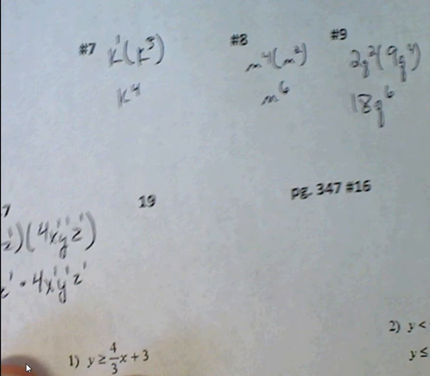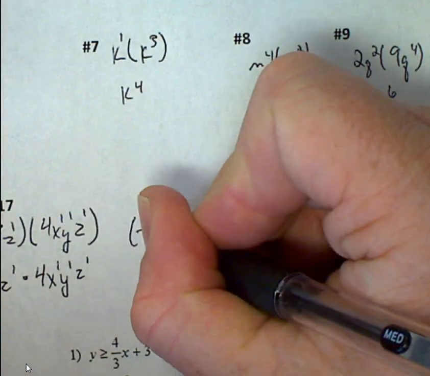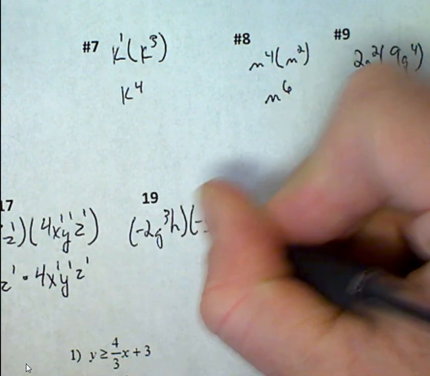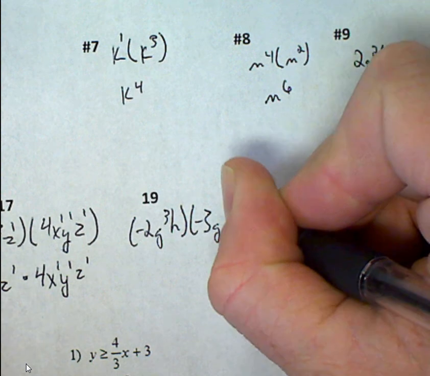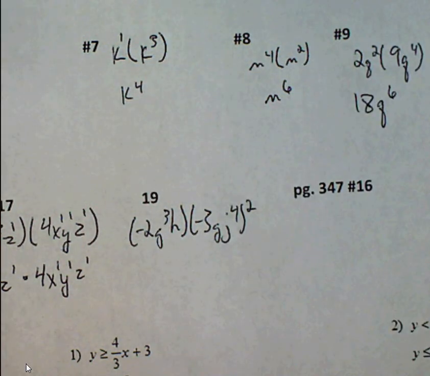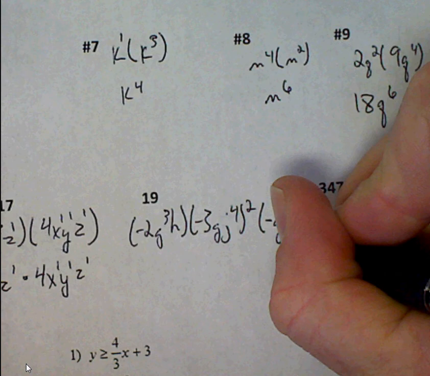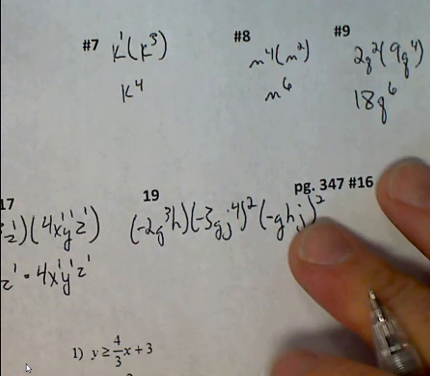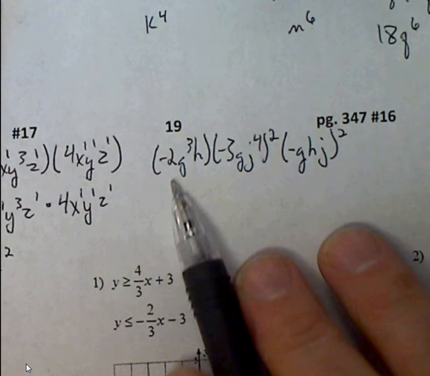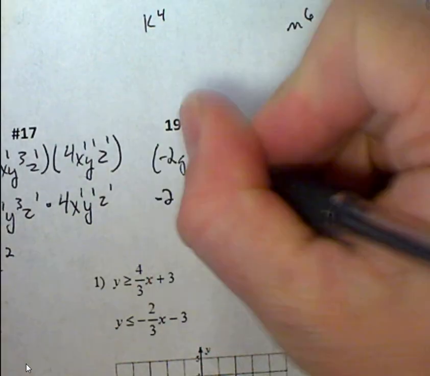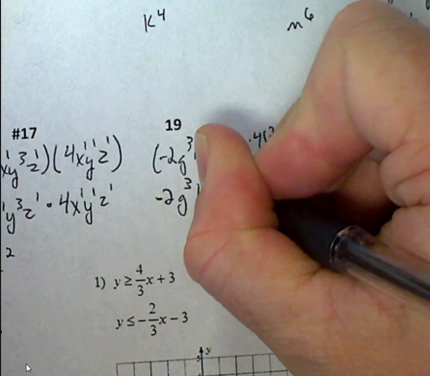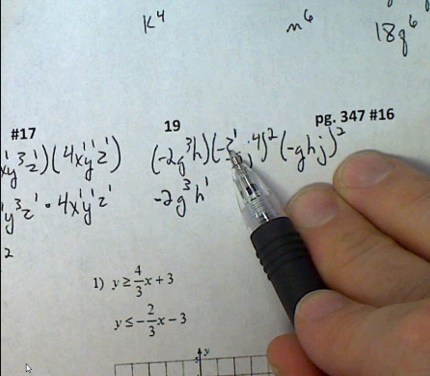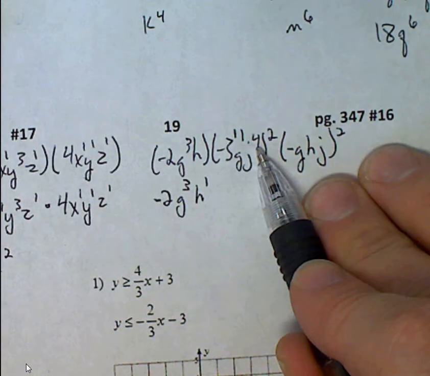Number 19, negative 2, g to the third h, negative 3, g, j to the 4 squared, parenthesis, negative g, h, j, squared. So here we go. I can bring this down, negative 2, g to the third. That's really h to the 1. I have 1 of the negative 3. I have 1 g, and I have 4 j's.